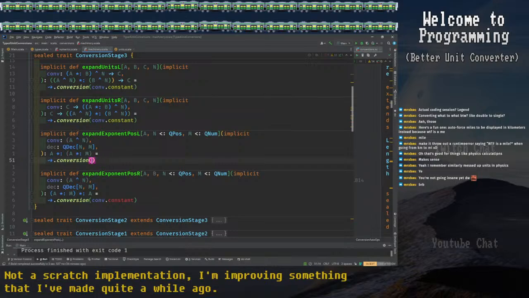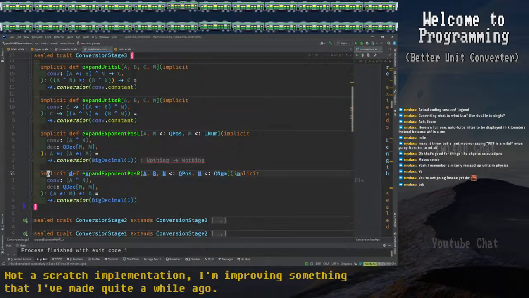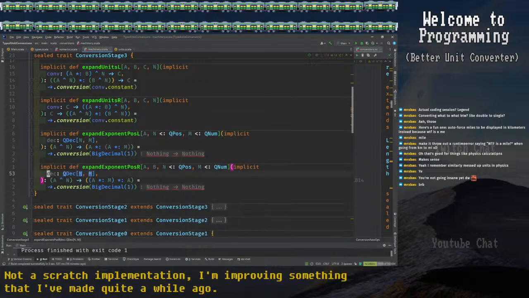Oh, hang on. This is just BigDecimal 1. I don't need a conversion constant. Hang on a minute. A to the power of N becomes that on the right-hand side. Then we have A to the power of N, which becomes this on the right-hand side. This doesn't make any sense.